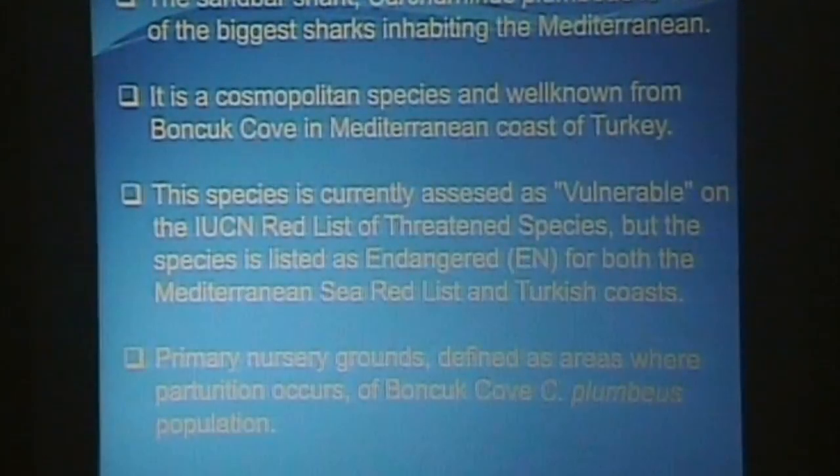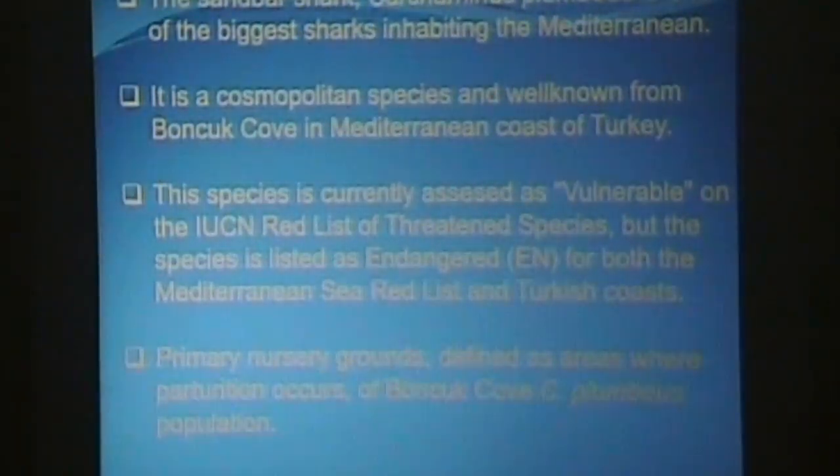The sandbar shark is one of the biggest sharks inhabiting the Mediterranean. It is a cosmopolitan species and well known from Boncuk Cove on the Mediterranean coast of Turkey. This species is currently assessed as vulnerable on the IUCN Red List, and is listed as endangered for both the Mediterranean Sea and Turkish coasts. A primary nursery ground is defined as an area where parturition occurs, such as Boncuk Cove for the Carcharhinus plumbeus population.